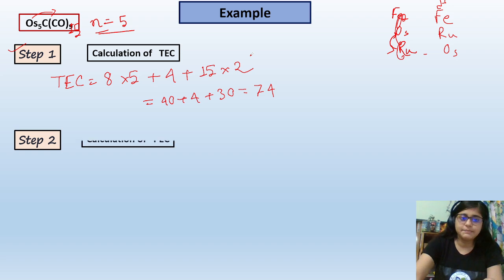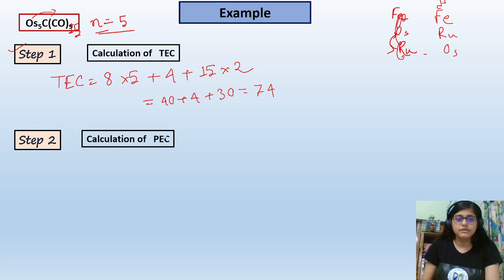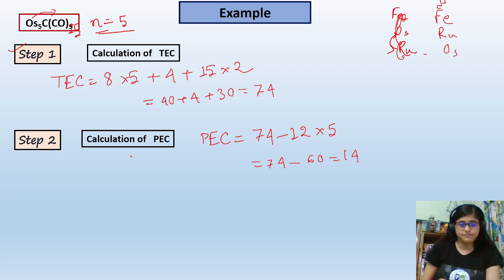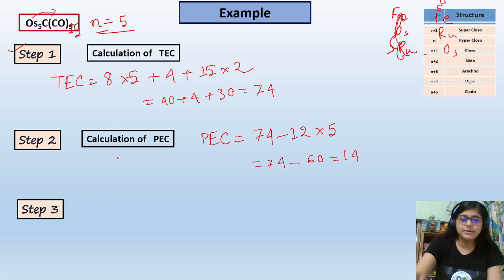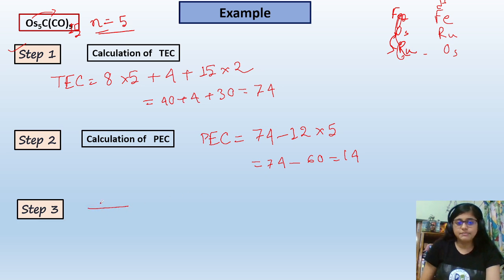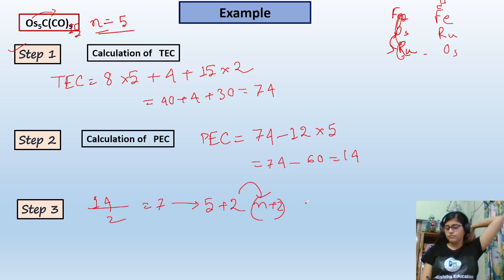Now step 2 is the calculation of PEC, right? We know that. So PEC will be 74 minus 12 into n, right? Here n is 5. It will be 74 minus 60, that is 14. Fine. Now step 3 is PEC by 2, right? PEC by 2 means 14 by 2, that means 7, and 7 is actually n, which is 5 plus 2, n plus 2, right? N plus 2 means what will be the structure?